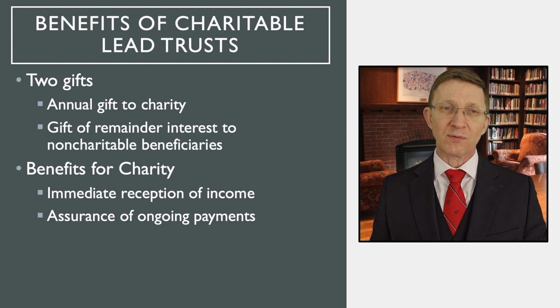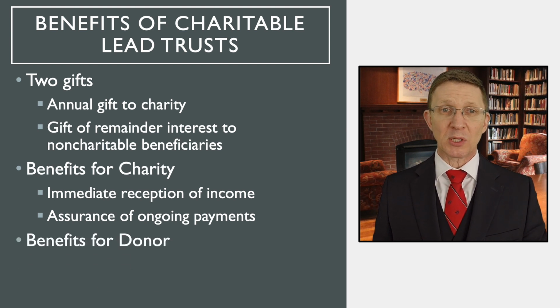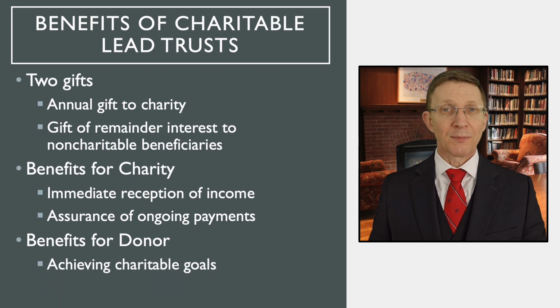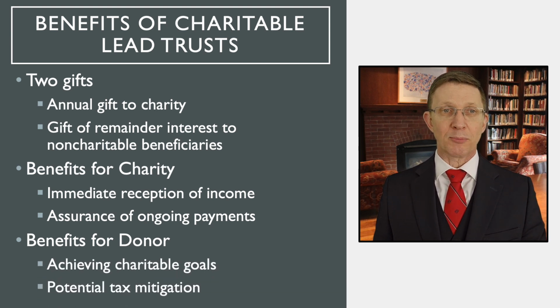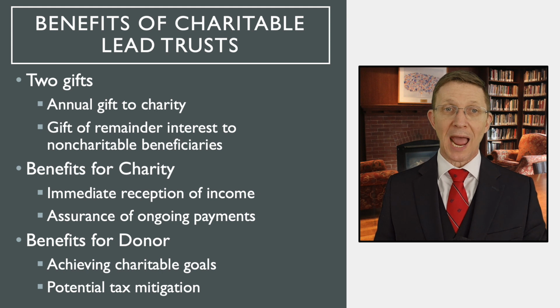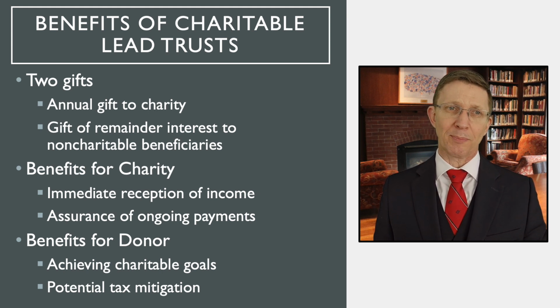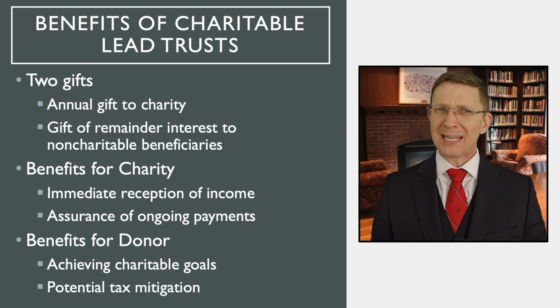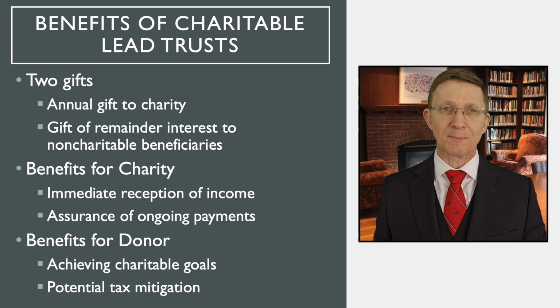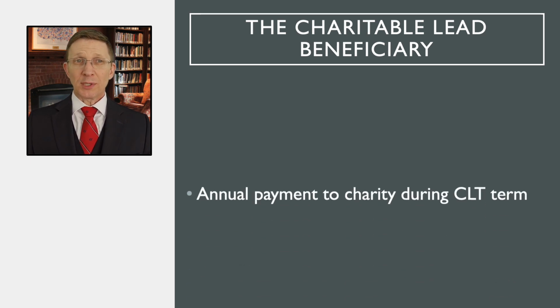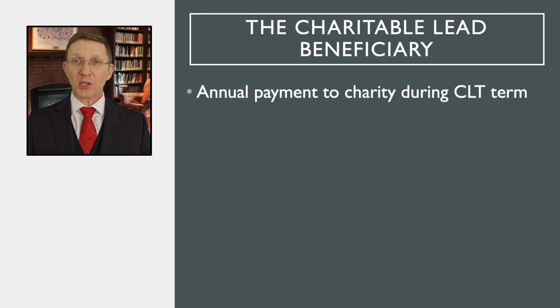The donor benefits from a CLT first by achieving the donor's charitable giving goals. The donor or the donor's non-charitable beneficiaries also receive tax benefits. In fact, tax reduction is the only financial benefit donors receive from CLTs. CLTs do not provide income to the donor or the donor's family, as do charitable remainder trusts or charitable gift annuities. The CLT makes annual distributions to the charity for a term.